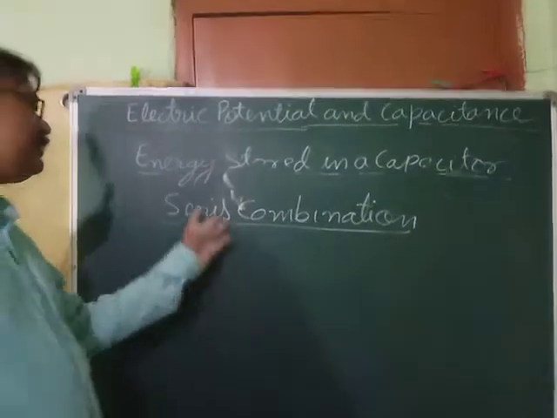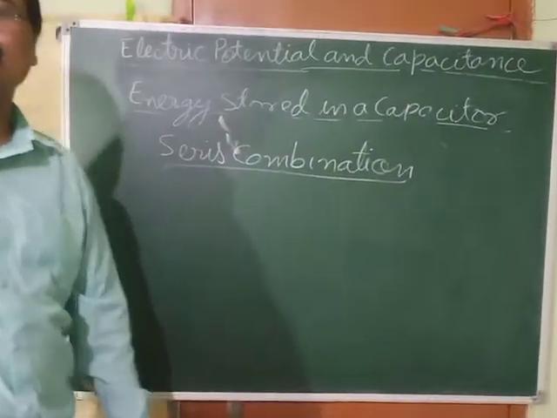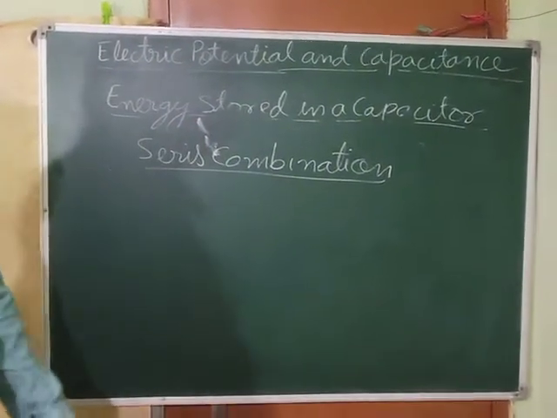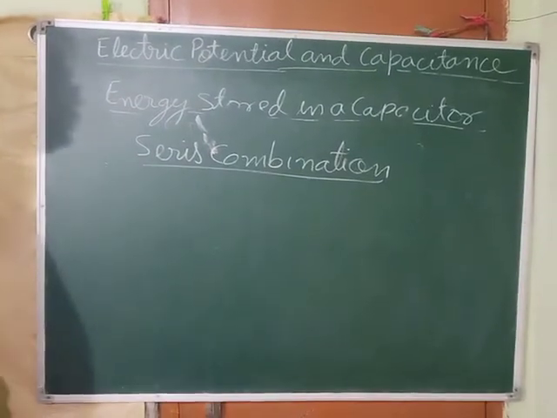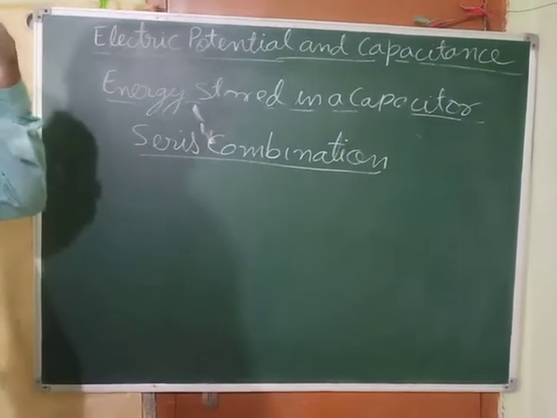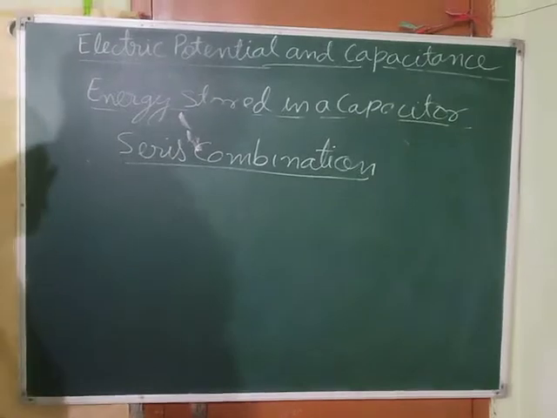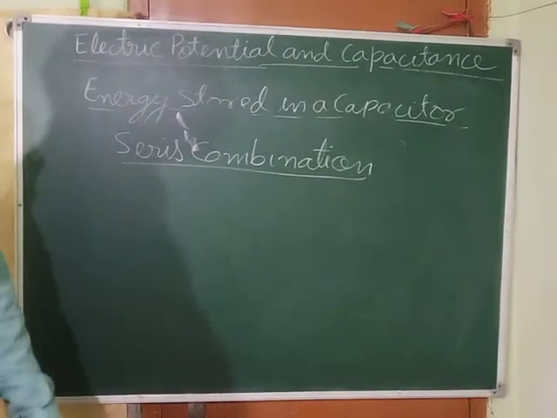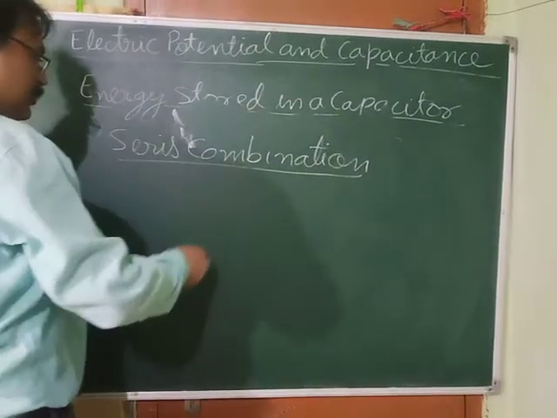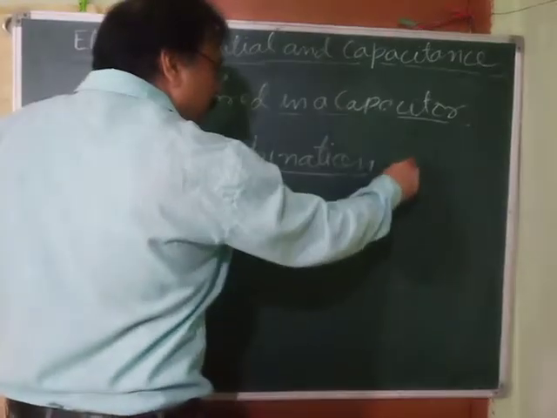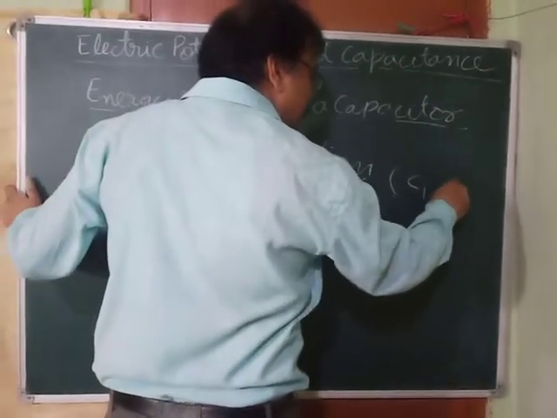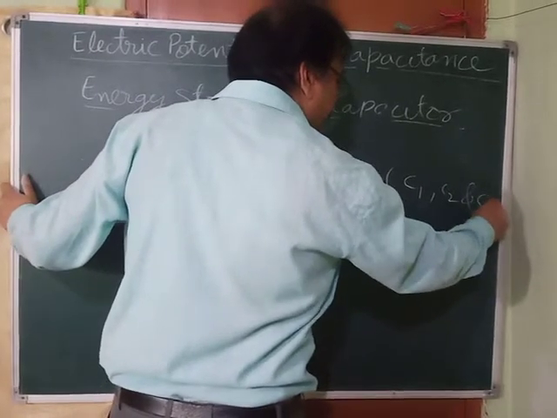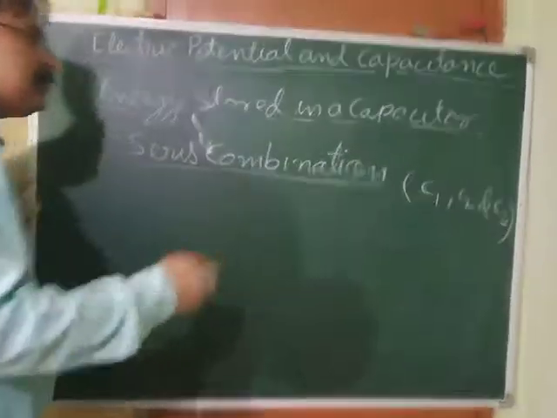See, suppose this is in the case of series combination. This is the subheading under energy stored in a capacitor. Suppose there are capacitors and they are connected in series. Now, when they are connected in series, what is constant? That is charge. Suppose their capacitances are C1, C2, and C3. So, obviously, the charge on them will be the same.